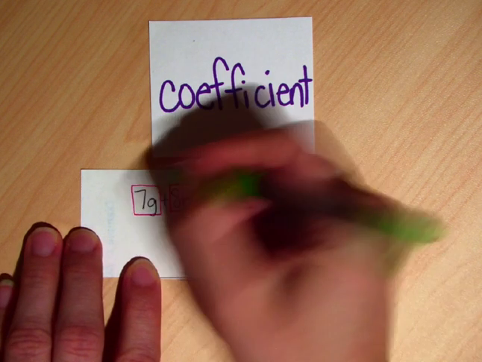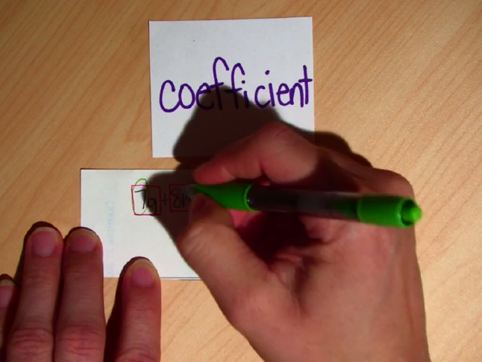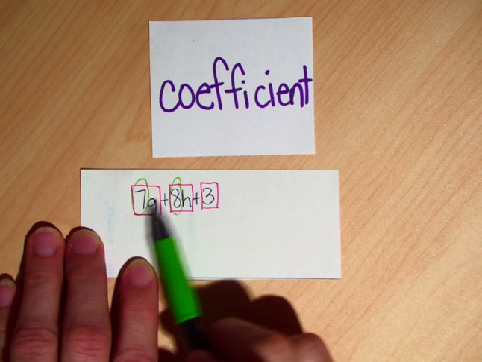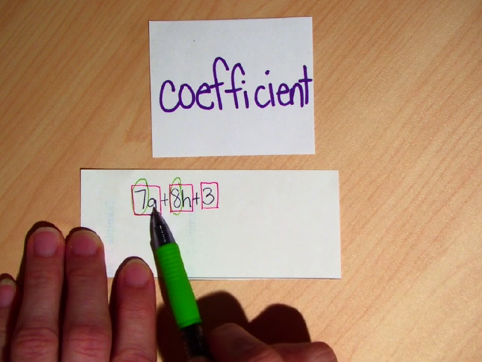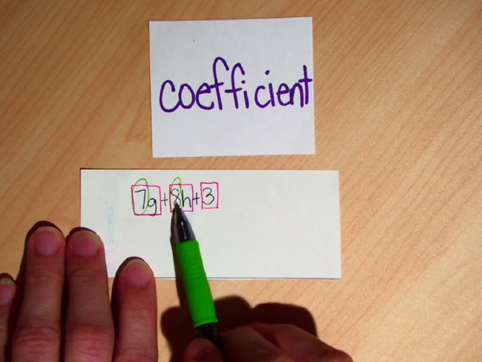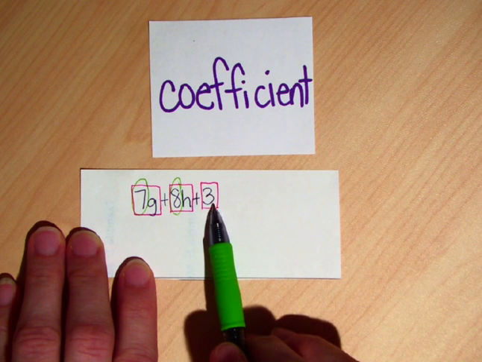The coefficient is 7 and 8 because they go with the variable. So the number that goes with the variable is the coefficient. It's a constant factor. So there are 7 g's, there are 8 h's. Again, this one does not have a coefficient because it does not have a variable.